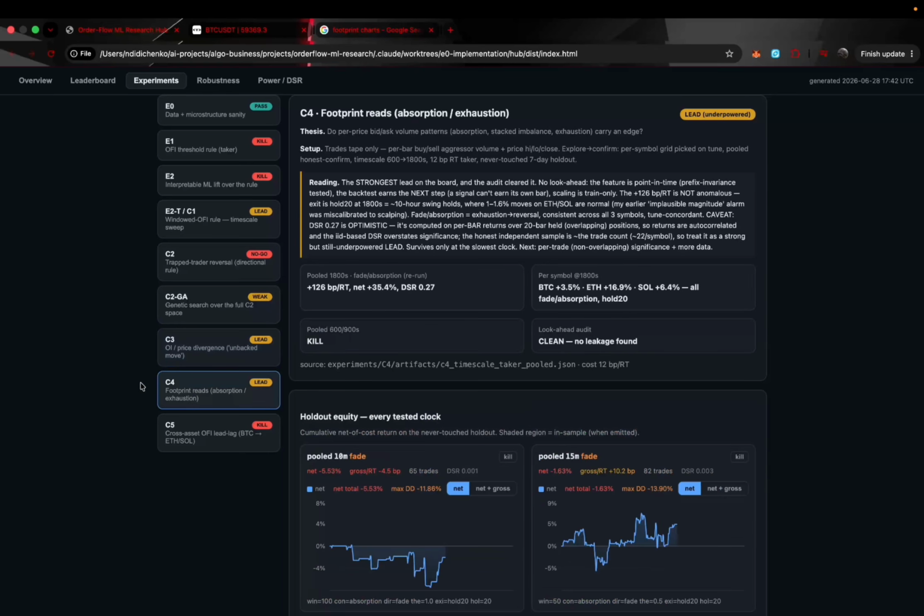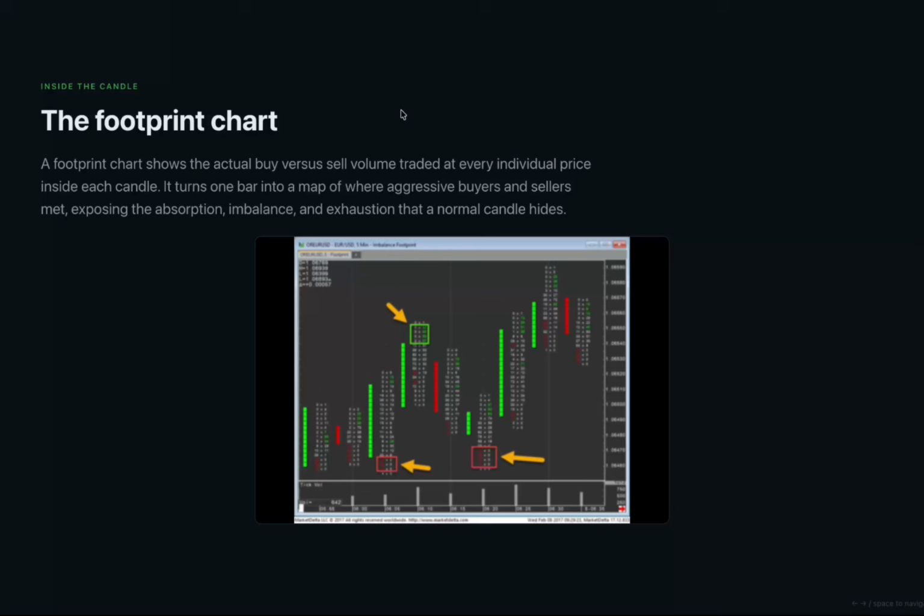If we look at C4, which is the footprint reads, to explain what a footprint chart is, it's a chart that looks similar to this one. It shows the actual buy versus sell volume traded at every individual price. It's plotted inside each candle, and it turns every bar into these numbers or a map, and it shows the aggression between buyers and sellers. With that, footprint charts can expose absorption, imbalance, and exhaustion, the things that normal candles can't explain.